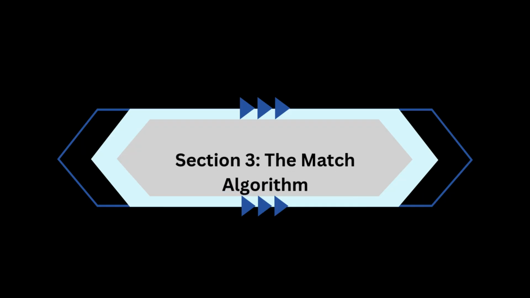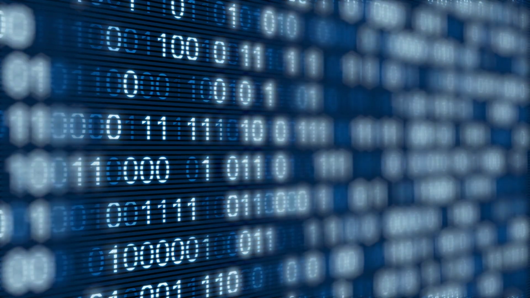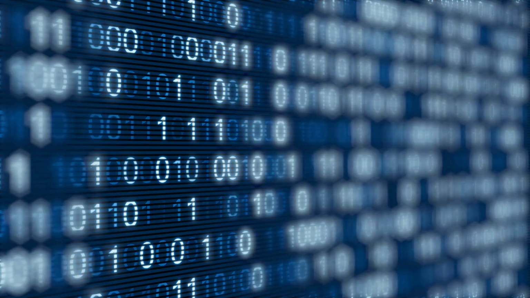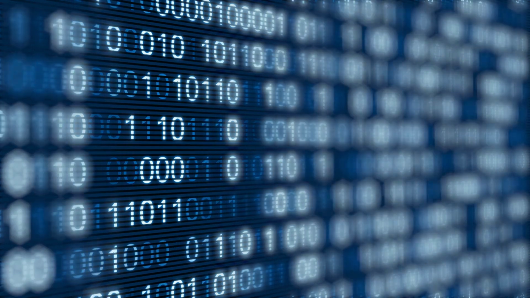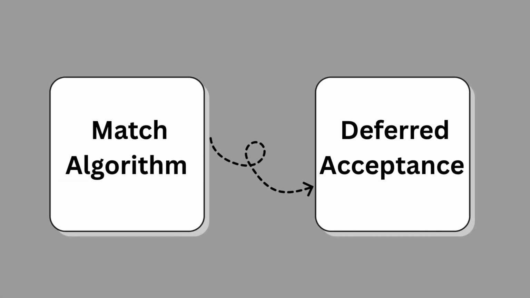Section 3. The match algorithm. The match algorithm is at the heart of the NRMP main residency match process. It's a powerful, mathematically grounded system designed to be fair, efficient, and applicant-friendly. We'll walk through how it processes rank order lists and why it's designed to favor applicants, with real-life examples.